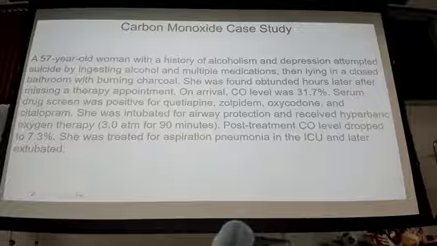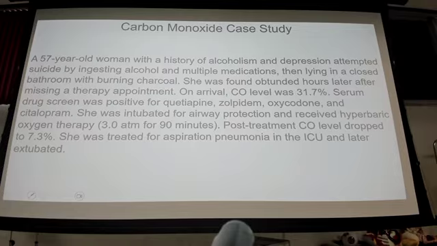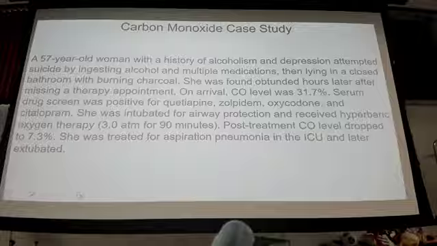Serum drug screening was positive for drugs that are antipsychotic, antidepressants, pain, and sleep. So she was intubated for airway protection and received hyperbaric oxygen therapy, 3 atmospheres for 90 minutes. This is the gold standard treatment for carbon monoxide poisoning. And post-treatment, the carbon monoxide levels significantly dropped to 7.3.